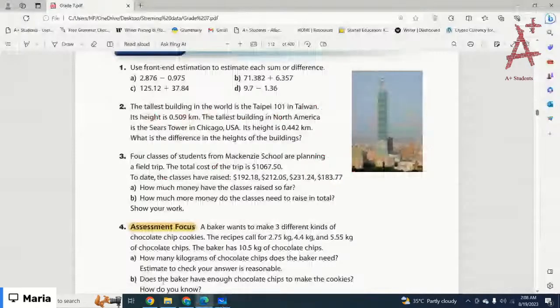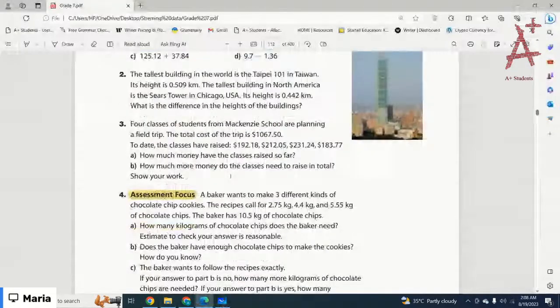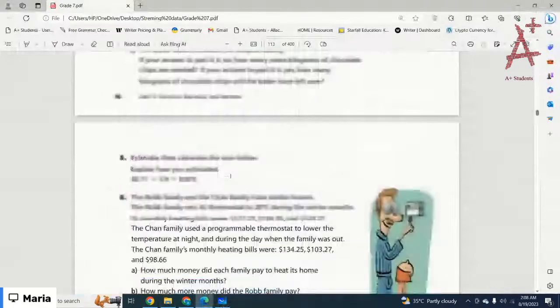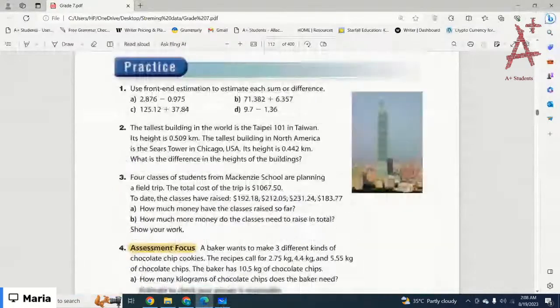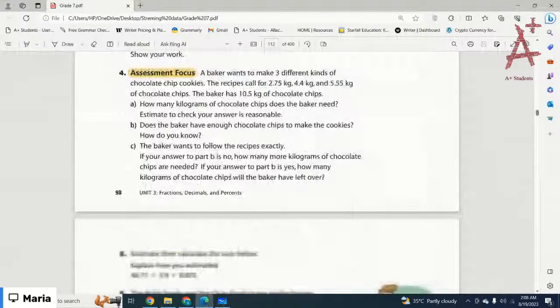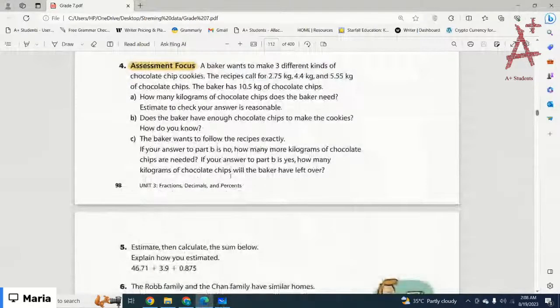Okay, let's start with the next question. Let's skip question number 3 and start with question number 4. A baker wants to make 3 different kinds of chocolate chip cookies. The recipe calls for 2.75 kg, 4.4 kg, and 5.55 kg of chocolate chips. The baker has 10.5 kg of chocolate chips. How many kilograms of chocolate chips does the baker need? Estimate to check your answer is reasonable.